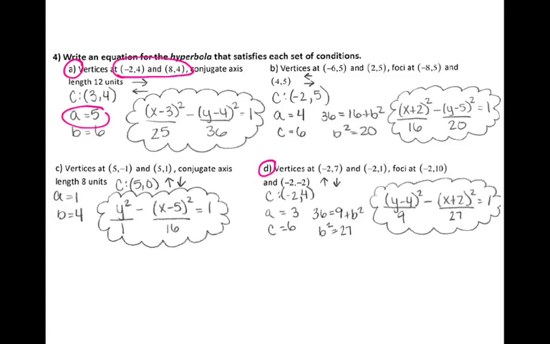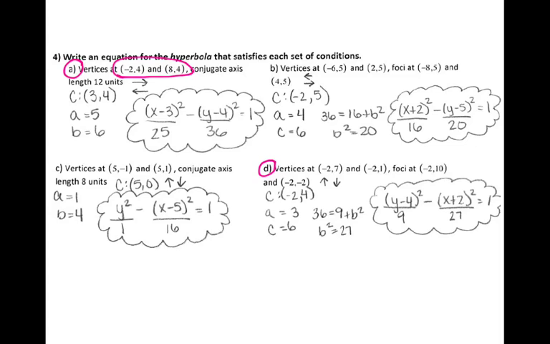Since my hyperbola is opening to the left and to the right, that means x is going to come first. So I have x minus 3 squared minus, because your equations for hyperbolas have the minus, y minus 4 squared equals 1. With hyperbolas, a squared is always first, and b squared is always second. So a was 5, so a squared is 25. B is 6, so b squared is 36. So I have 25 underneath my x and 36 underneath my y.